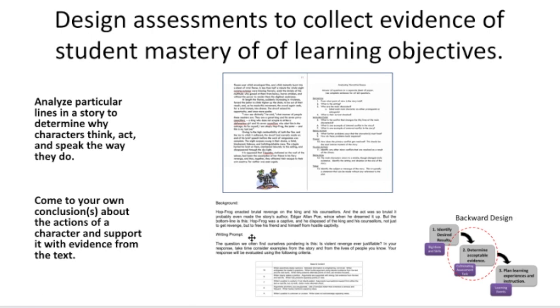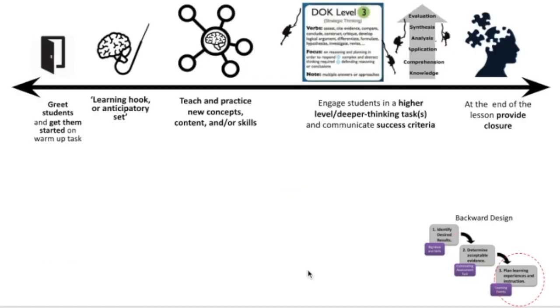Okay. So again, we've gone through and we started by identifying the desired results. We came up with our learning objectives. Then we determine acceptable levels of evidence. And that brings us to the next part, which is to plan the actual learning experiences. We put this together in the flow of a lesson.